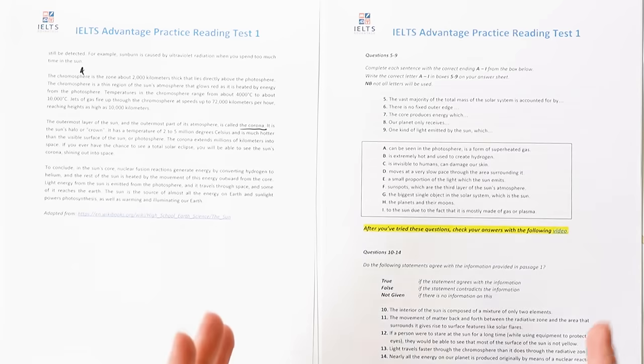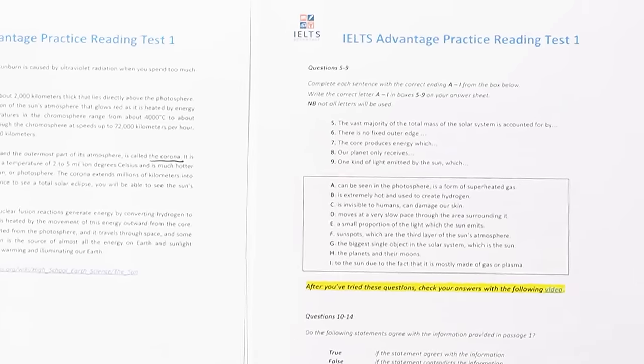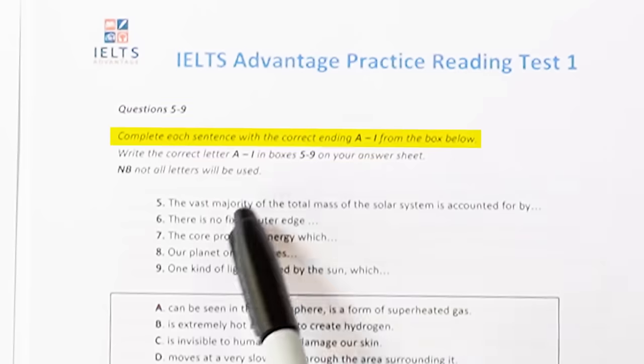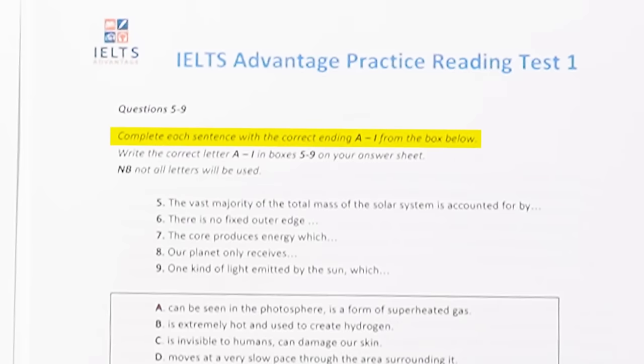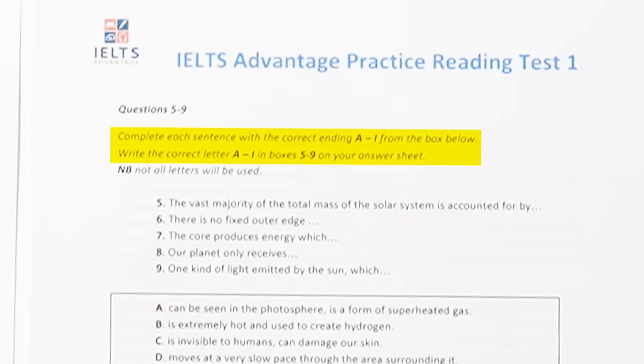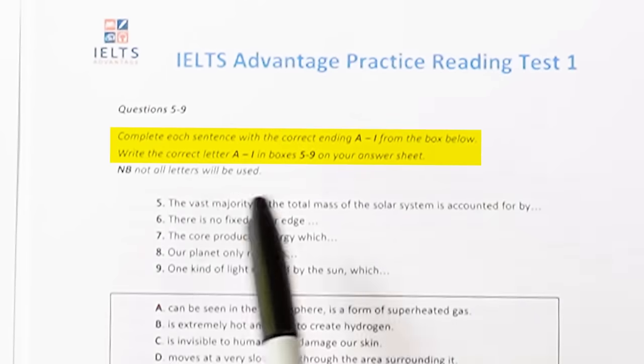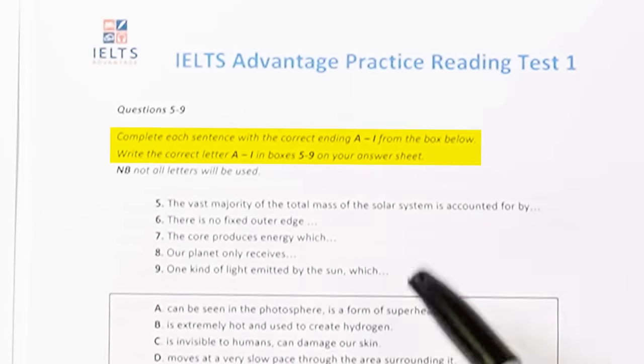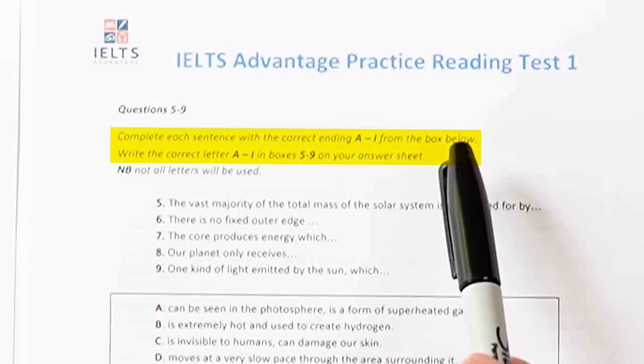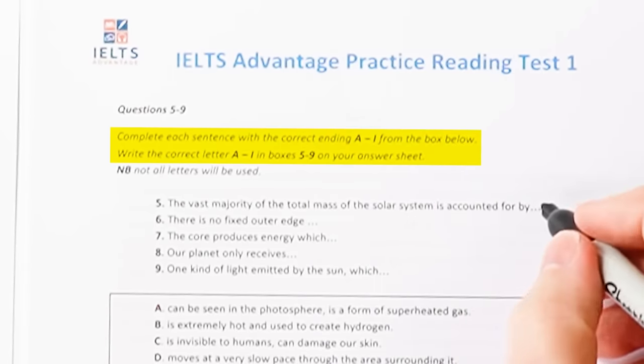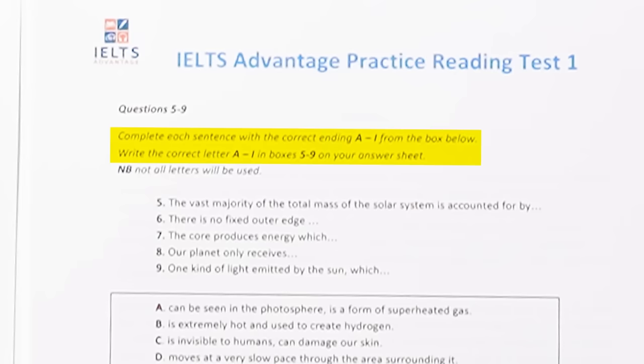Okay, so let's observe what type of question they are asking here. Complete each sentence with the correct ending. So this is sentence completion. It's really important that you understand what the type of question is because the strategy is going to differ from question to question. Now let's carefully read the instructions as always. Write the correct letter, A to I, in boxes 5 to 9 on the answer sheet. So we're just going to write the letters here. We're not going to put it onto the answer sheet because we don't have enough room.